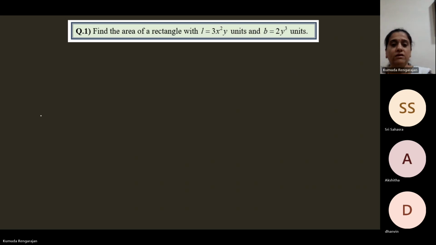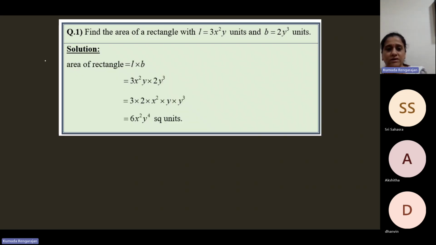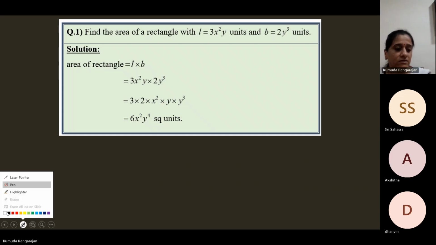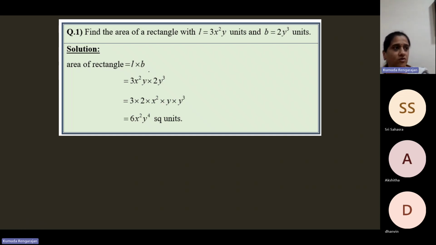Okay. Now find the area of the rectangle. We know the formula to find the area of a rectangle is L into B. This is the length, this is the breadth. So how do you multiply? 3 into 2, then x square y into y cube. I've just separated everything: multiply 3 and 2, then x square, then y and y cube.